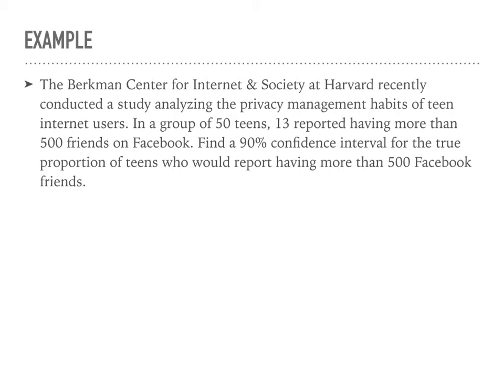So we need to find p hat first. P hat is the number that do have more than 500 friends on Facebook. So 13 out of 50, 13 over 50. And then q hat would be 1 minus that, so 37 over 50. With a confidence level of 90%, our z value would be 1.65.